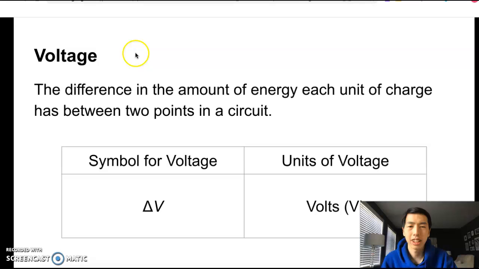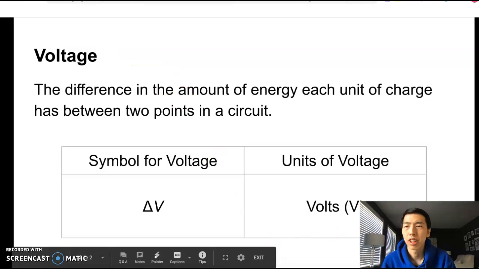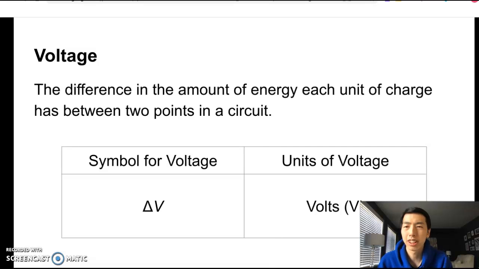So the first thing is called voltage. So the definition is written here. Voltage is the difference in the amount of energy each unit of charge has between 2 points in a circuit. So that sounds kind of complicated. Hopefully I'll be able to clear it up with some examples. But first of all, what you're going to need to start getting used to are symbols and units.